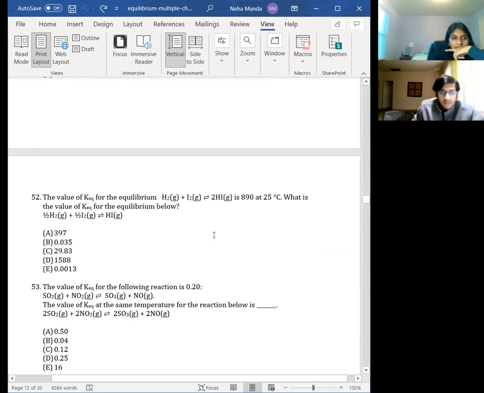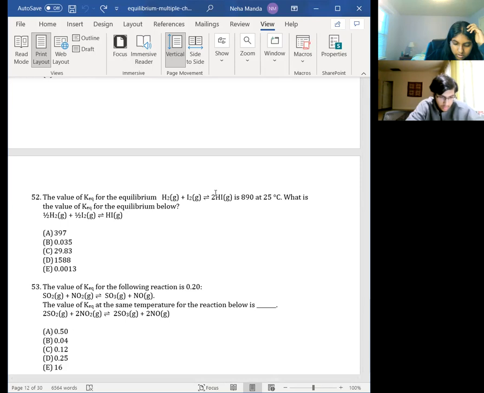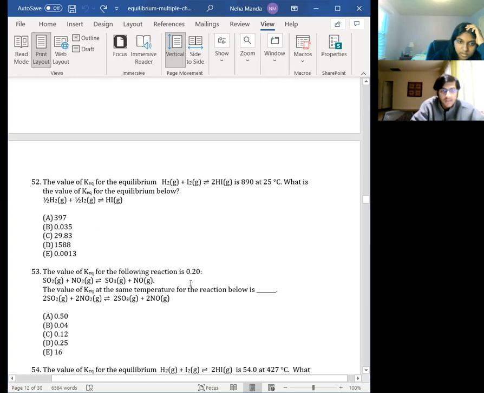Okay, it's 890. We're just halving everything, right? That means we're raising everything to the half power. To the power of a half, yeah. So 890 square root. And then 1 over that. Wait, why are we doing 1 over? Did it flip? Oh wait, my bad. Not 1 over. It didn't flip this time. Okay. So it should just be C, I think. Yes, C. Yep.